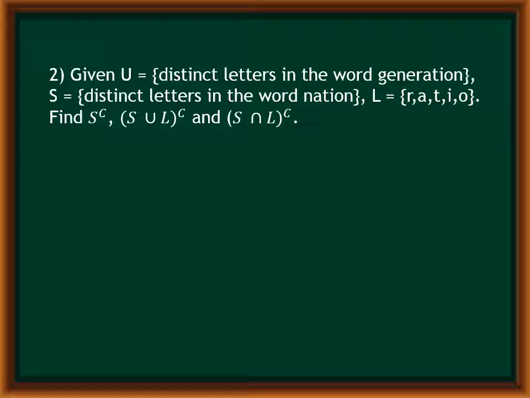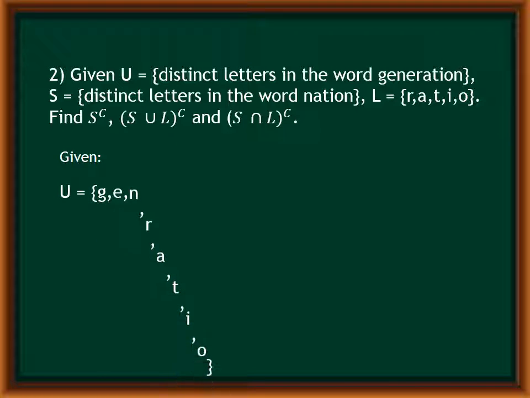So for this situation, the first thing that we need to do is to identify the elements in the universal set and as well as the elements in our set S. Since we already have the elements of our set L, we don't need to identify it anymore. So again, for our universal set, we have distinct letters in the word generation. When we say distinct, the letters or the elements should not be repeating. So even if there are two E's and two N's, then we will only write one for each of the letters.